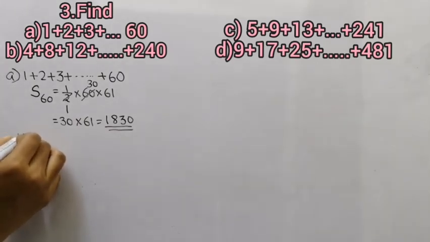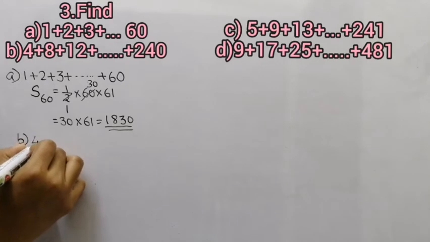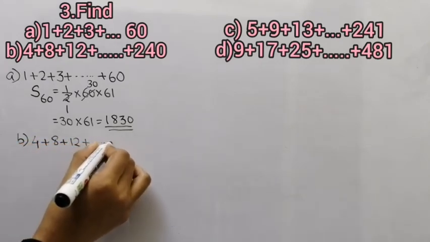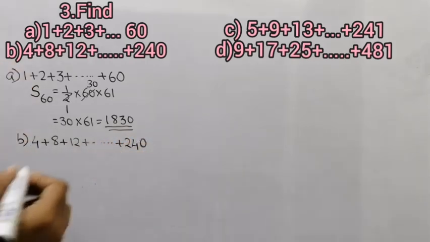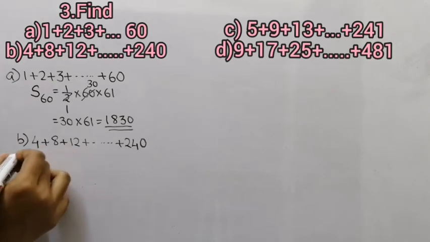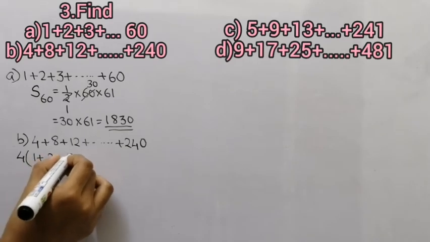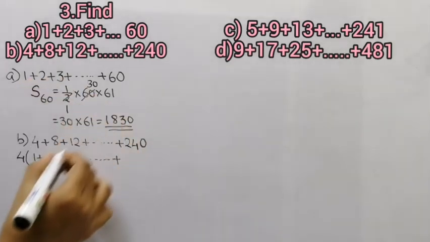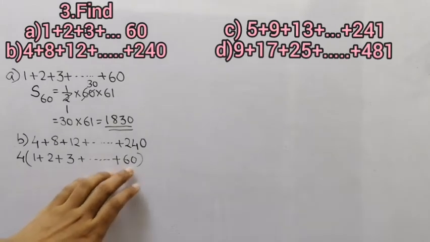Next one. B. 4 plus 8 plus 12 up to 240. Here also you can see there is some relation between A and B. Let us see. We know these are tables of 4. So I am taking 4 outside. 4 ones are 4, 4 twos are 8, 4 threes are 12. I'm first writing here 60. See, 1, 2, 3, 4, 60. And then you can check out if they are the same or not. 4 into 60 is 240.